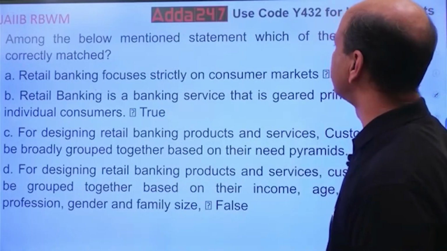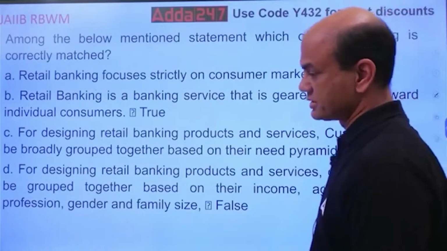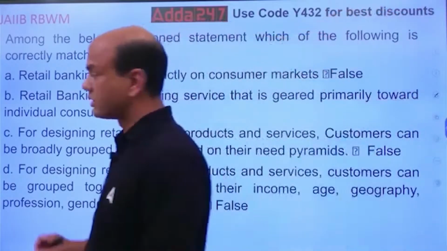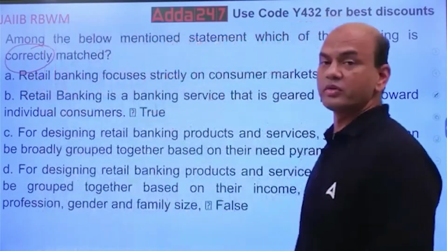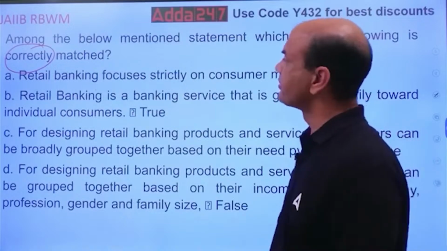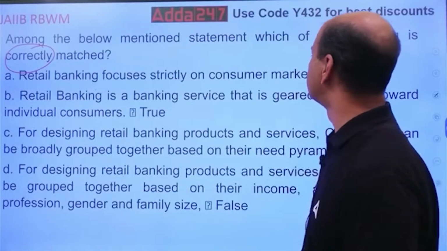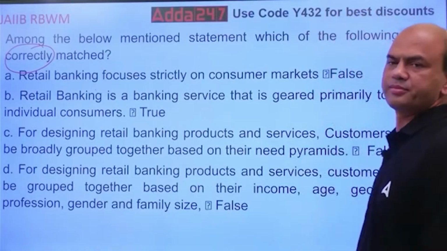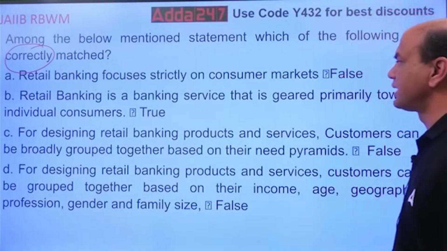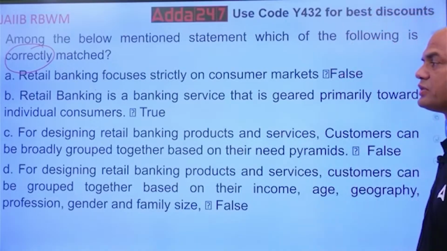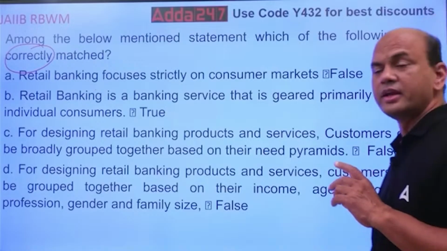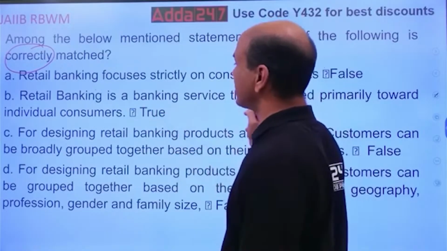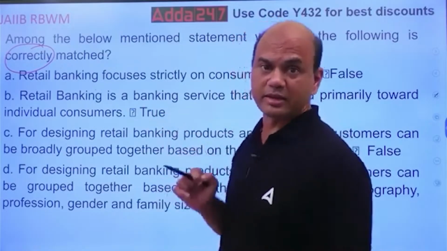Among the below mentioned statements, which of the following is correctly matched? Now, see here. Here you don't want not, you want correctly matched. So here you want the correct one, not the false one. Retail banking focuses strictly on consumer markets. False. Retail banking is a banking service that is geared primarily towards individual customers. True. You have to look at both the things, statement also and true or false also. It's not that this statement seems to be correct, so you are saying correct. Matching should be there correctly.